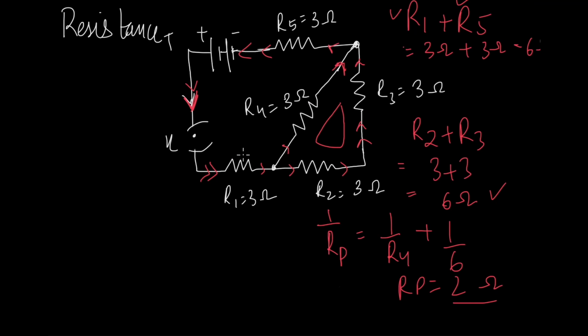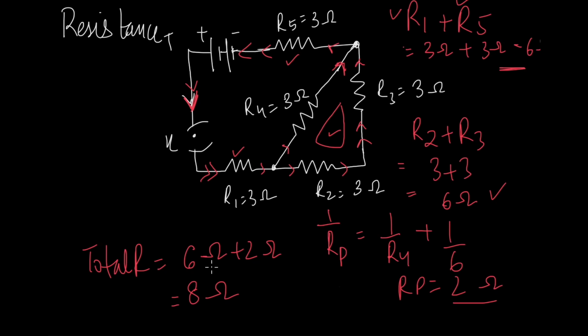So now for this system of resistors, the resistance has come out to be 2 ohm. For the total resistance, I just need to add the resistance of these two with this system. So that is going to give me the total resistance. For this system, R1 and R5 we have already calculated. So for total resistance, I'm going to add 6 ohm plus 2 ohm from the parallel arrangement. That is going to give me 8 ohm in total.